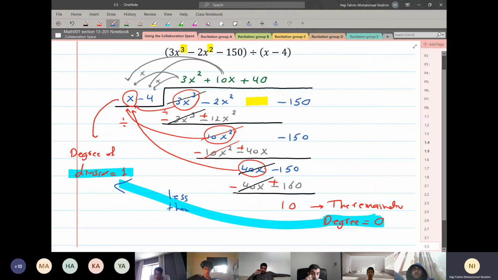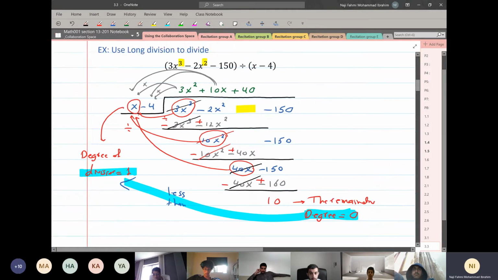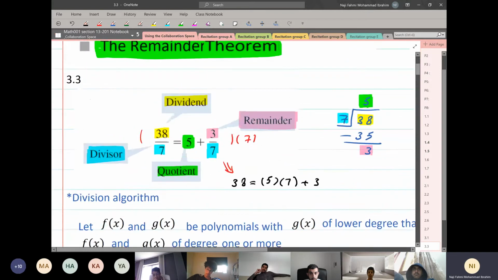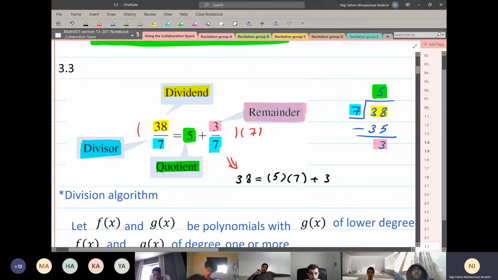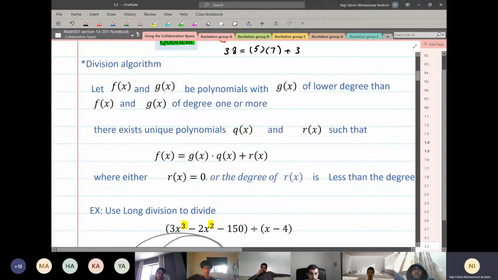Now we can do one last step here, which is to write it in the form that we did with numbers. Do you remember how we wrote 38/7? We write the quotient, which is 5, plus the remainder, which is 3, over the divisor, which is 7. I will do the same thing here.